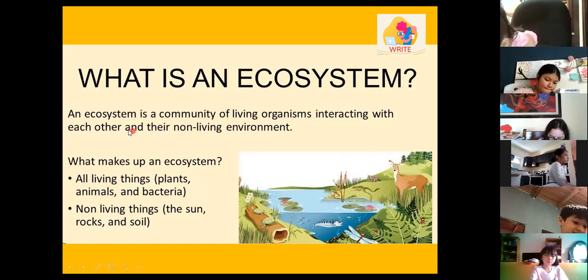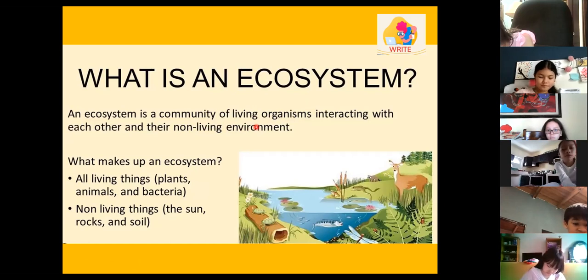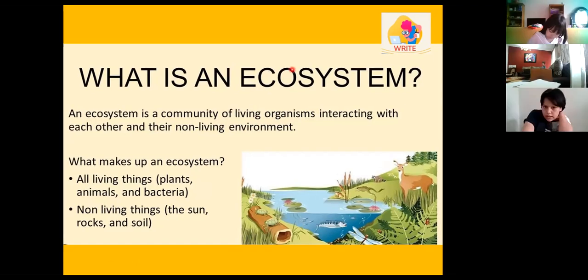Remember, an ecosystem is a community of living organisms. We can have living things and non-living things. So how do these living organisms interact with non-living things in the environment? In other words, we can say an ecosystem is a community of living and non-living things that interact with each other in the same environment.